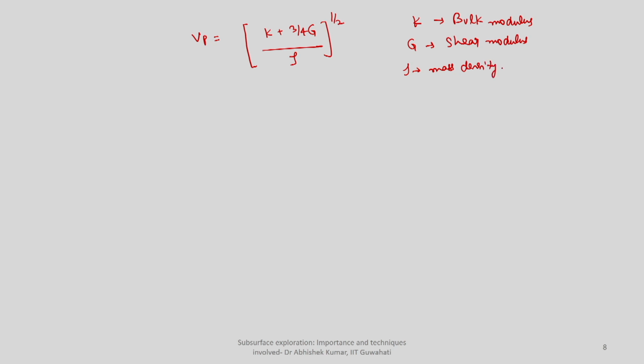to the elastic constants, like K plus, where K is the bulk modulus of the medium, G is the shear modulus of the medium, and rho is the mass density of the medium. So based on this you can understand that your primary wave velocity gives an indication of other physical properties, the elastic constants of the medium, and Vp is the P wave velocity.